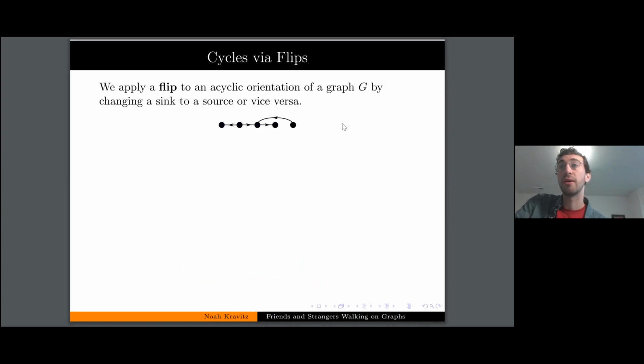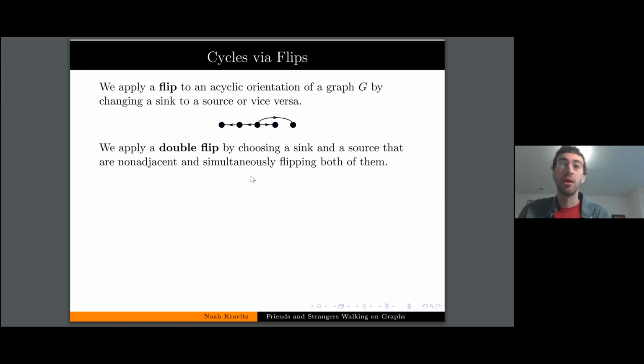So if we're given an acyclic orientation of a graph G, we say that a flip is an operation which changes a sink to a source or vice versa. So for instance, this vertex here is a source because all the edges are oriented away from it, and we can flip it to turn it into a sink. Likewise, we could flip this from a source to a sink, or this one from a source to a sink. So that's what I mean by a flip. And this is sort of well studied. What's new is this notion of a double flip. So to make a double flip, you choose a sink and a source that are not adjacent, and you simultaneously flip both of them.